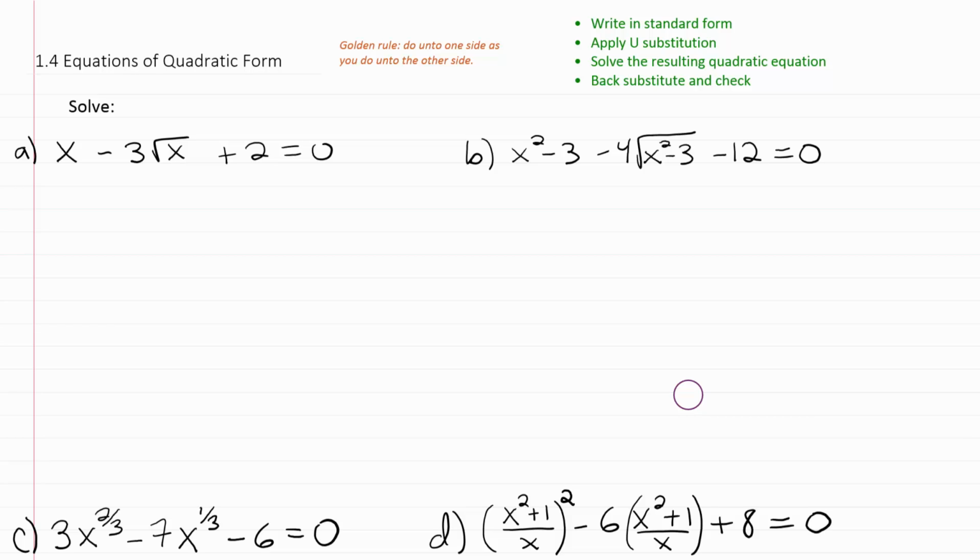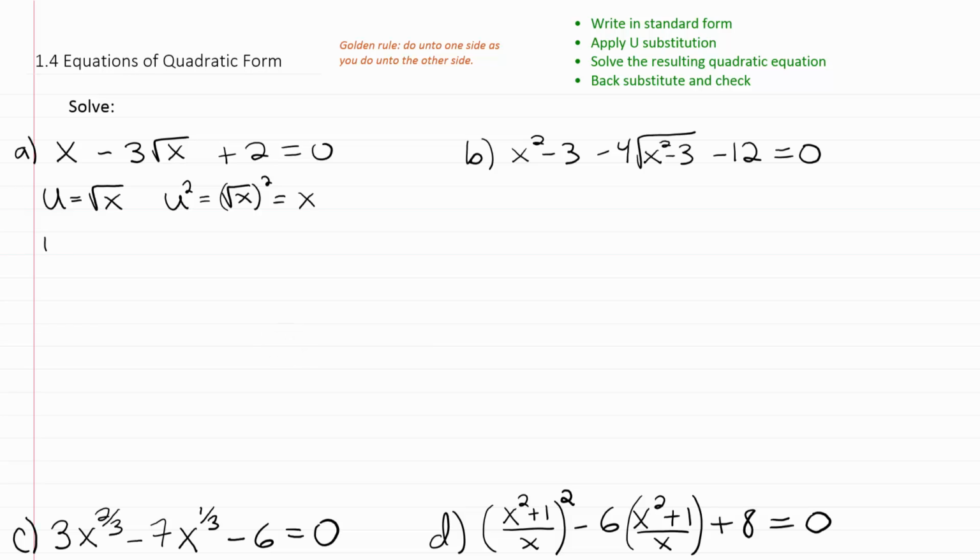All right, in this video we're continuing with equations of quadratic form. Let's look at the first one, example A. You can see that if we let u be equal to the middle term, the square root of x, then when you take u squared, it would be the same as saying the square root of x squared. And of course, when you square a square root, you just get what's inside the square root, so you end up with the term out in front. So it does look like u substitution would work here to turn this into a quadratic equation.